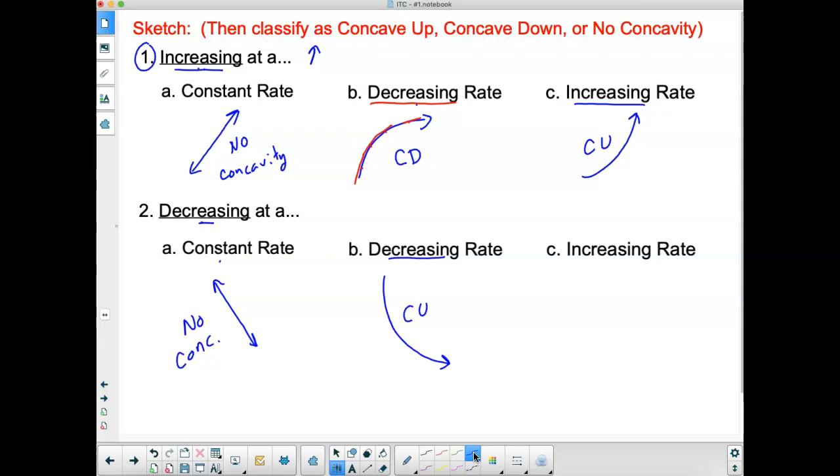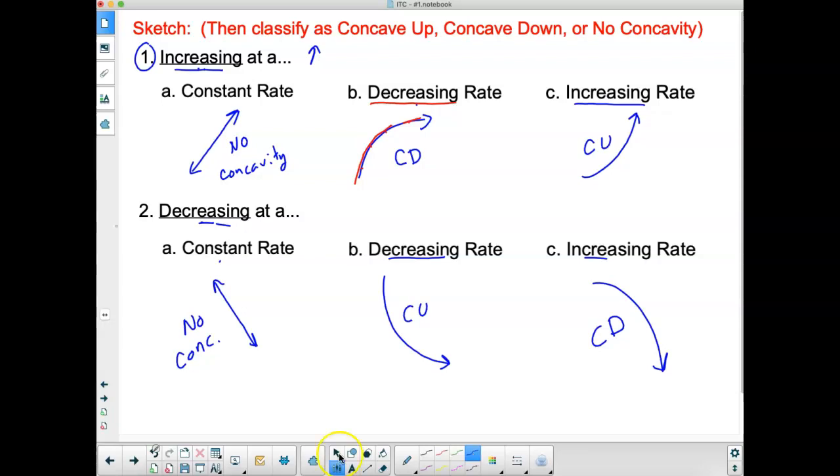Okay. How about decreasing at an increasing rate? Well, left to right, my curve is going down, but when I'm picturing tangent lines on that curve, those tangent lines are getting steeper and steeper. So it's going down, and I can see that that would be concave down. So the concavity of a function dictates how a function is increasing or decreasing. This is a pretty important topic as we go through.